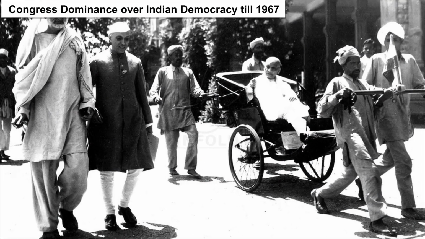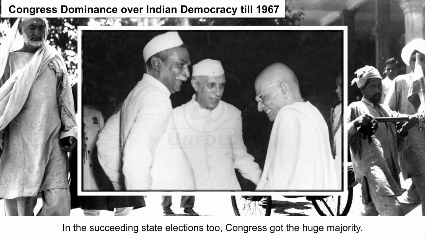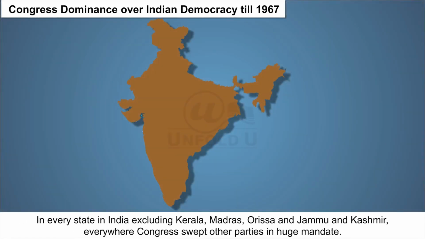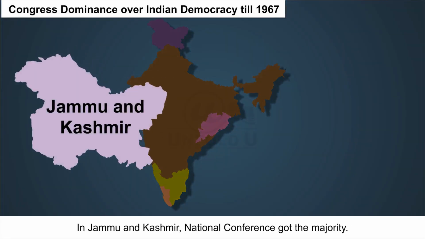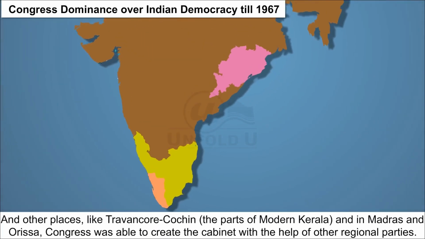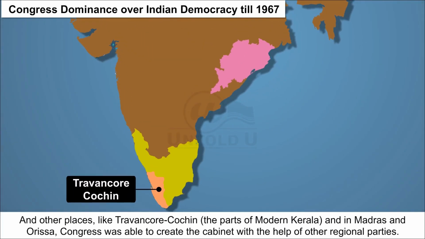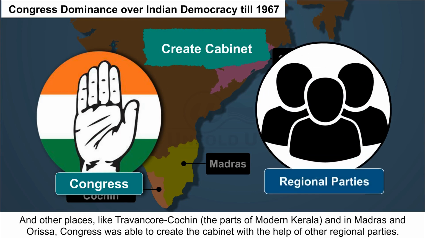Congress dominance over Indian democracy till 1967. In the succeeding state elections too, Congress got a huge majority. In every state in India, excluding Kerala, Madras, Orissa and Jammu and Kashmir, everywhere Congress swept other parties in a huge mandate. In Jammu and Kashmir, the National Conference got the majority. In other places like Travancore, Cochin, the parts of modern Kerala, and in Madras and Orissa, Congress was able to create the cabinet with the help of other regional parties.